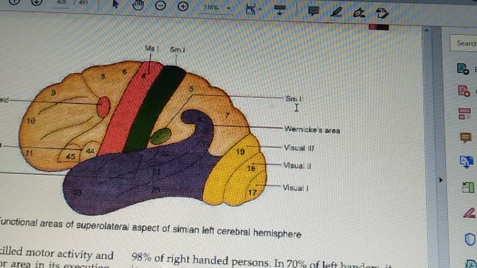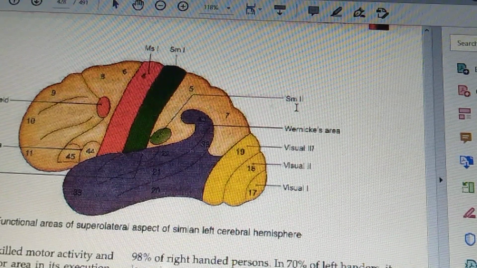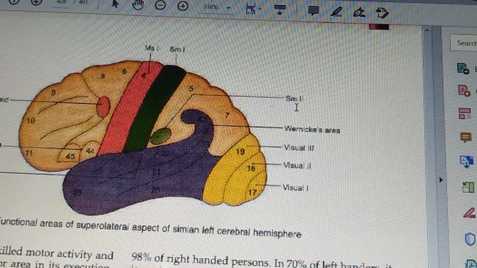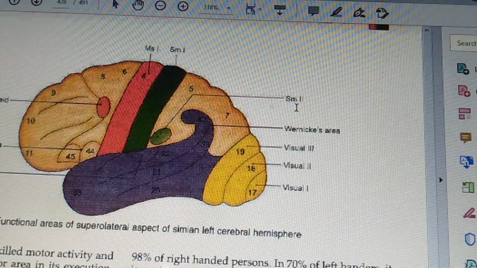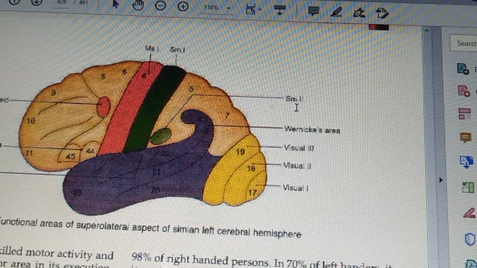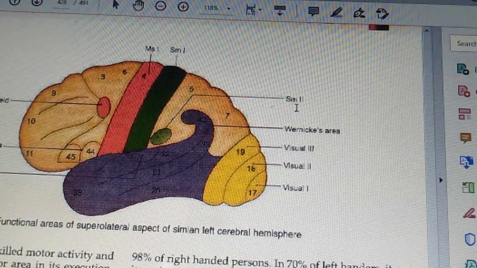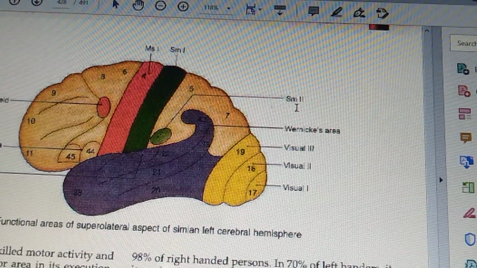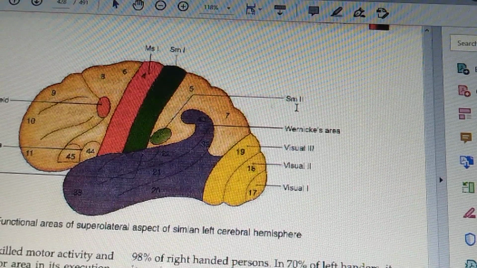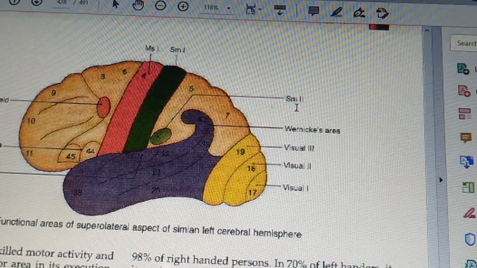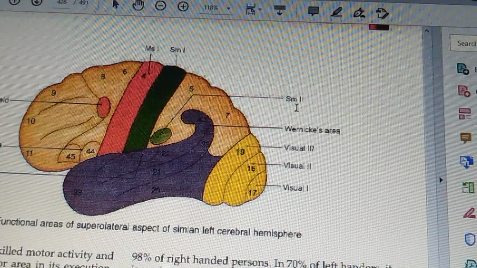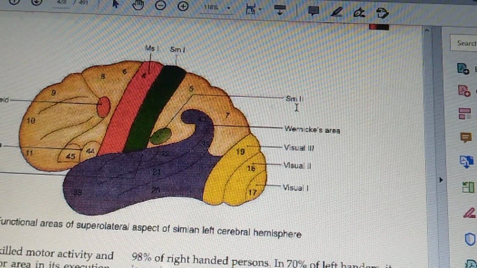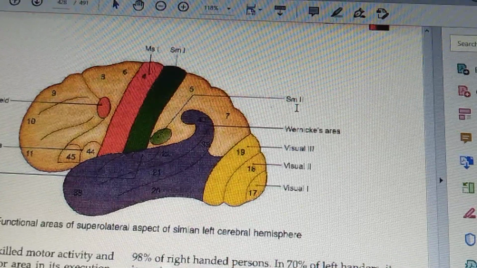Data pertaining to the general senses are integrated, permitting a comprehensive assessment of the characteristics of an object held in hand and its identification without the visual aid. So what is the function? Many times if your eyes are closed, even then if any object is given in your hand, you are able to identify that object. So that is the function of this area, the somesthetic association cortex.